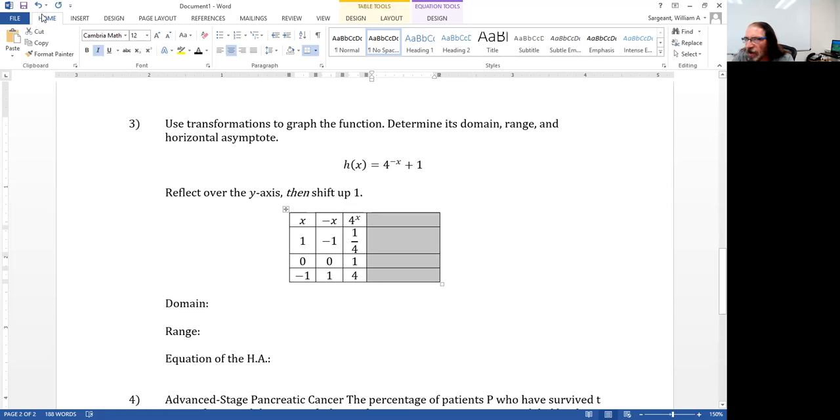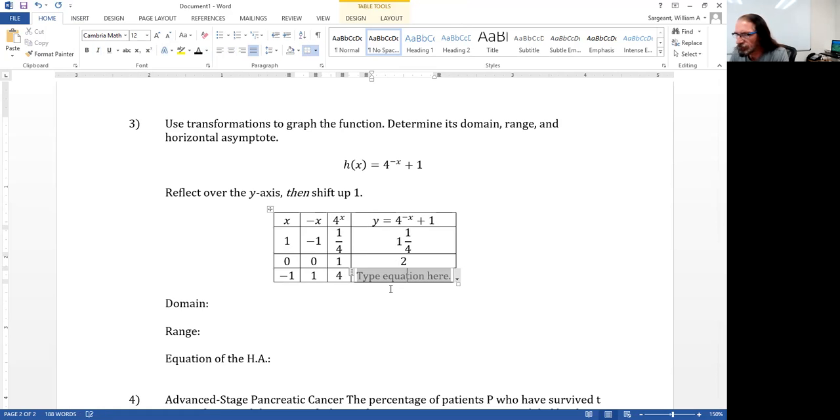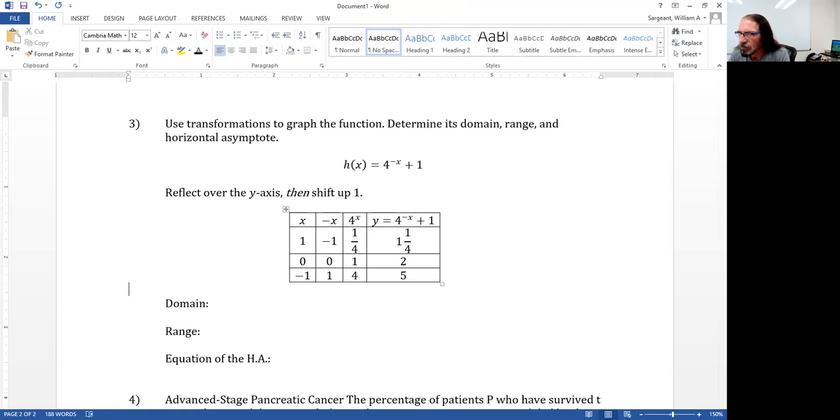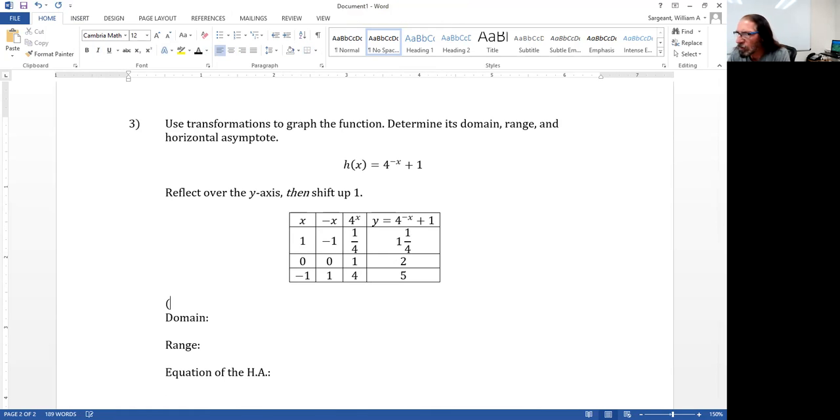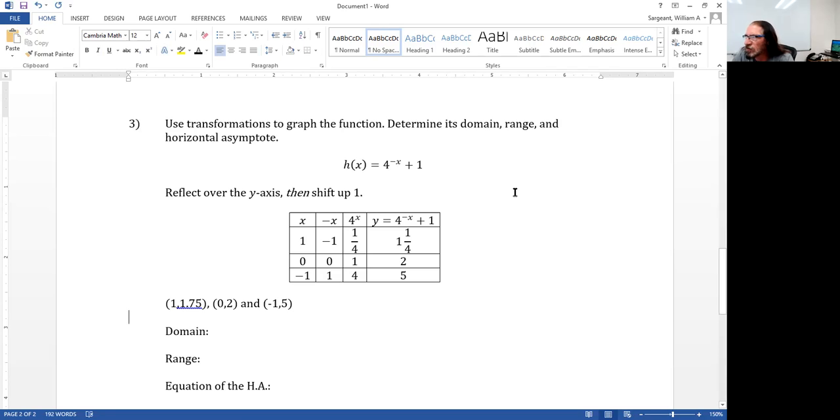But we're supposed to add 1 to all of those. And think of that 1/4 is equal to 0.25, so that we can plot 1 1/4, i.e. 1.25, plot 0, 2, and plot negative 1, 5. So 1, 1.25 will be plotted, 0, 2 will be plotted, and negative 1, 5 will be plotted. Let's take a look at what that looks like.